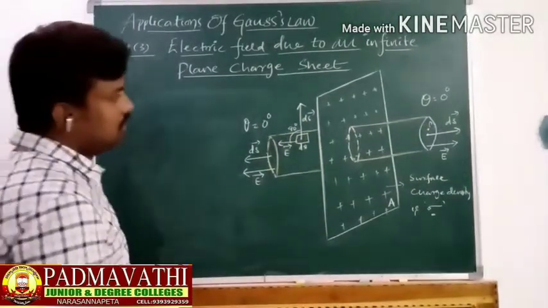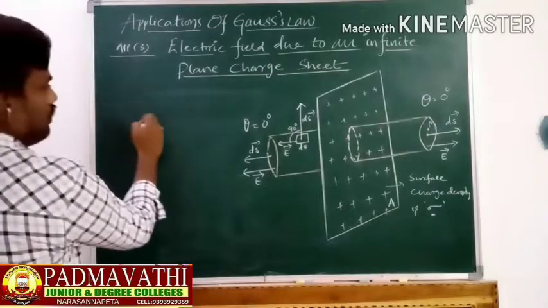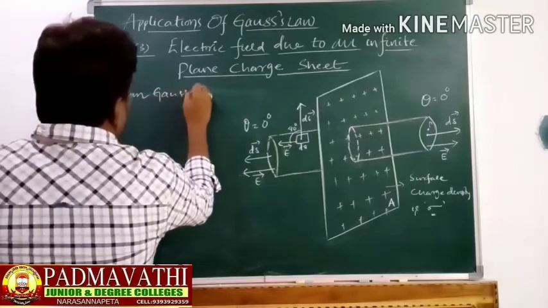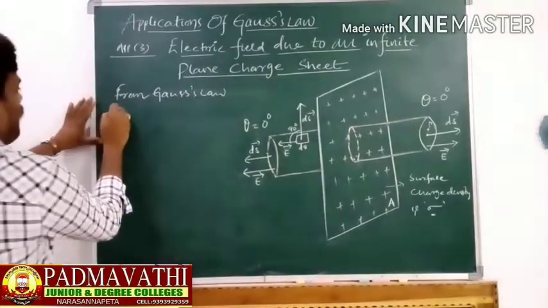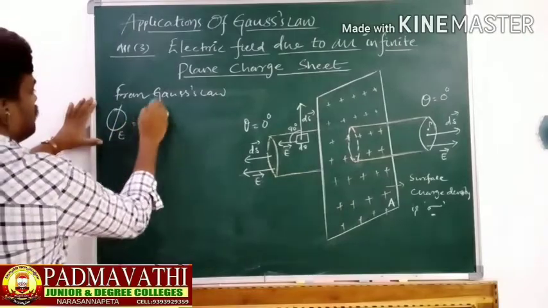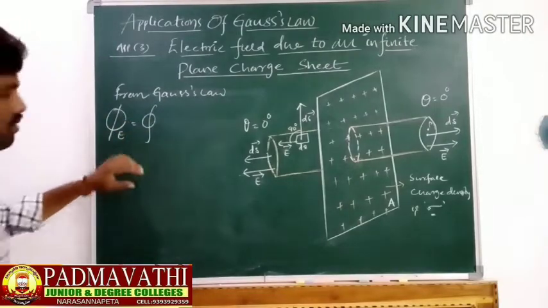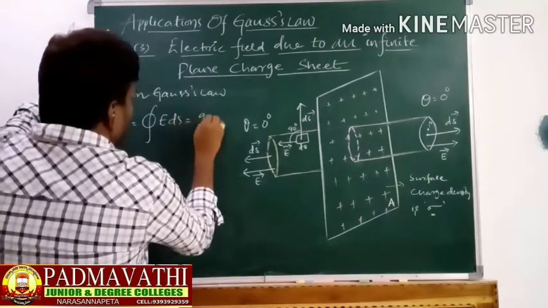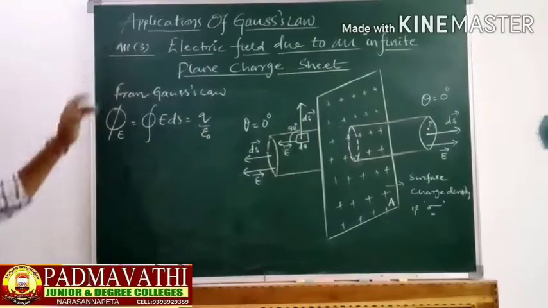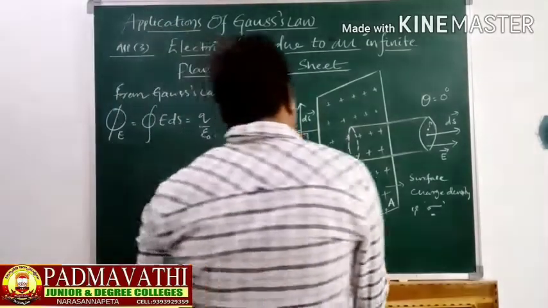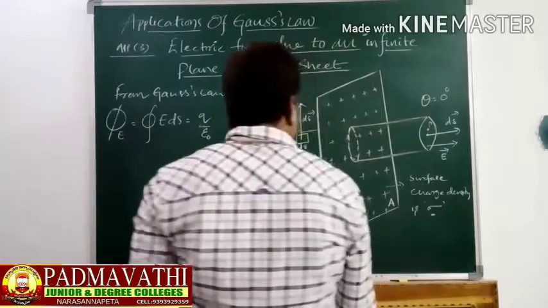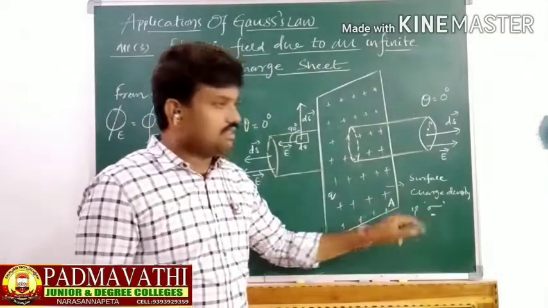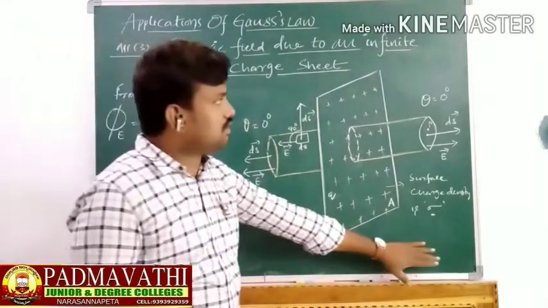So we know that from Gauss law, phi e must be equal to the integral over a closed surface E dot dS must be equal to Q by epsilon naught. So what about Q here? Let the total charge be Q and the surface charge density be sigma.